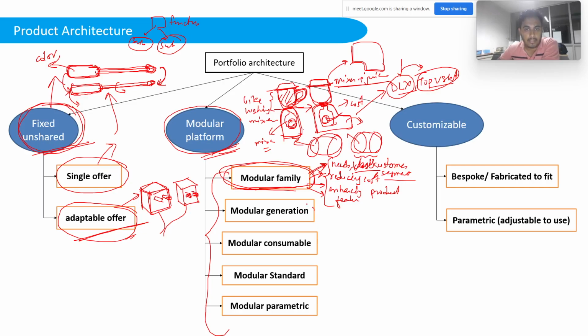The other kind of product architecture is modular generation. So, do you know what modular generation is?